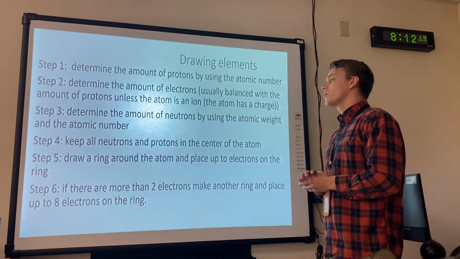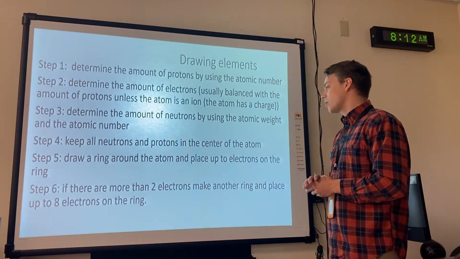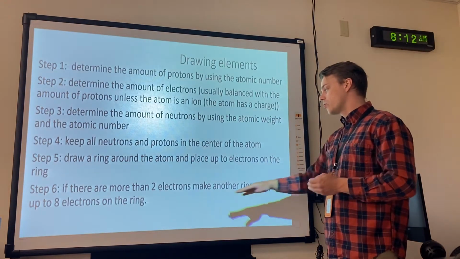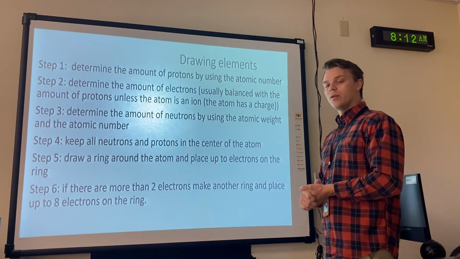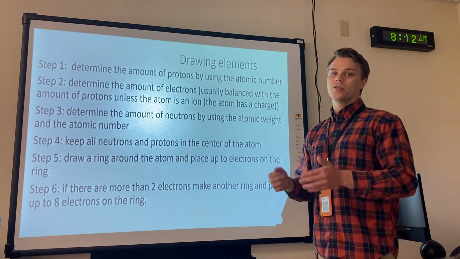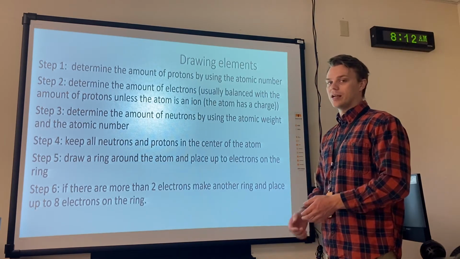Then we need to draw a ring around the atom and place up to 2 electrons on that. And if there are more than 2 electrons in that element, then we go to a second ring where we place up to 8 electrons. And then just so you know, the following ring can hold up to 18 electrons.